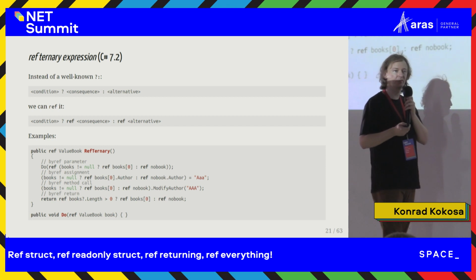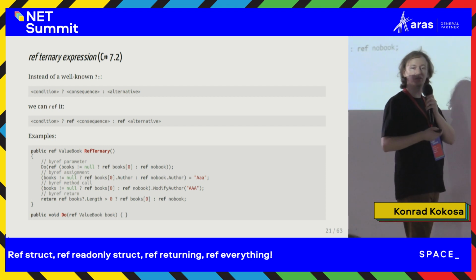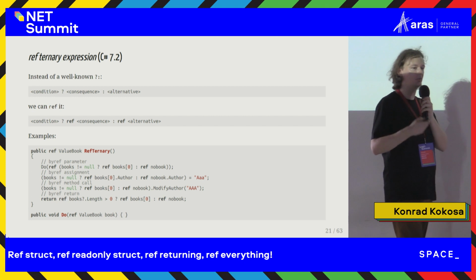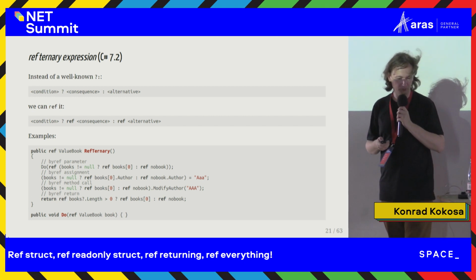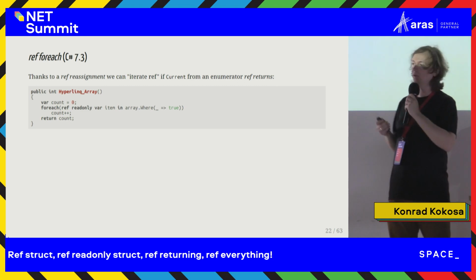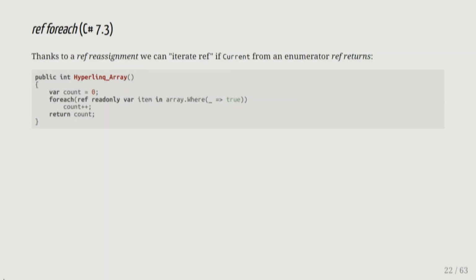maybe it will just shorten their code, but yes, this is an example that they are constantly adding more and more things related to refs. For example, also there is ref foreach. So we can iterate by reference all elements in a collection if the Current method of the enumerator returns a ref. So we can do something like that.